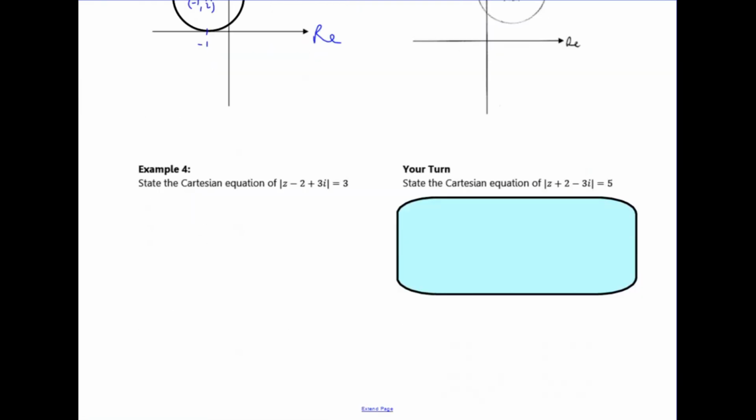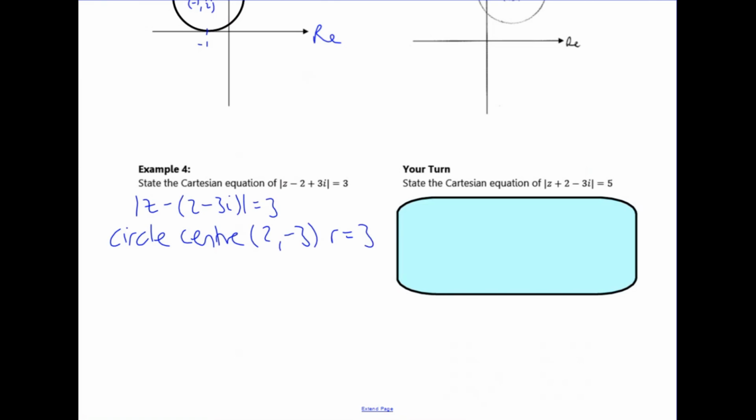It's sometimes useful to represent loci with their Cartesian equations. So we need to identify what this one is. I'm going to write it as z minus something. Although it's a minus, that needs to be in a bracket. So |z - (2 - 3i)|. This is a circle, the center of which is (2, -3), and the radius is just 3.